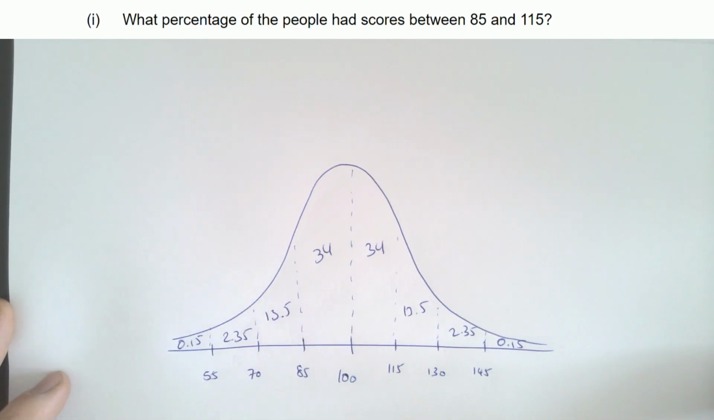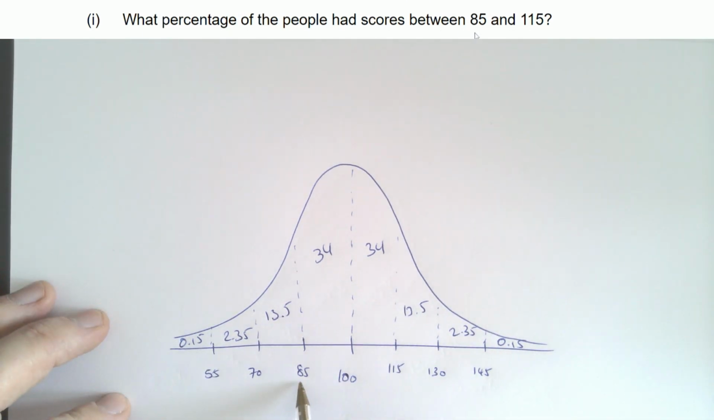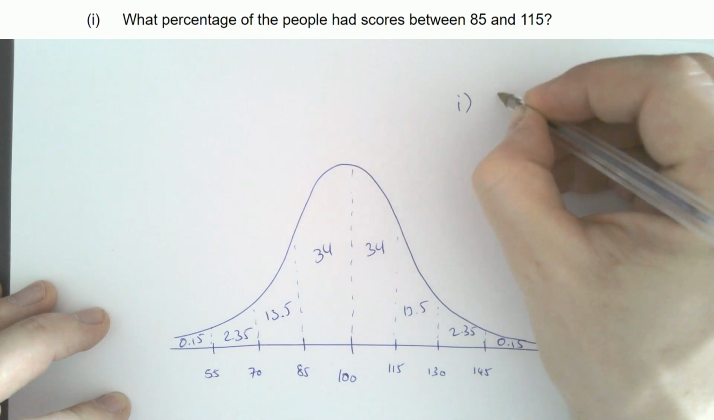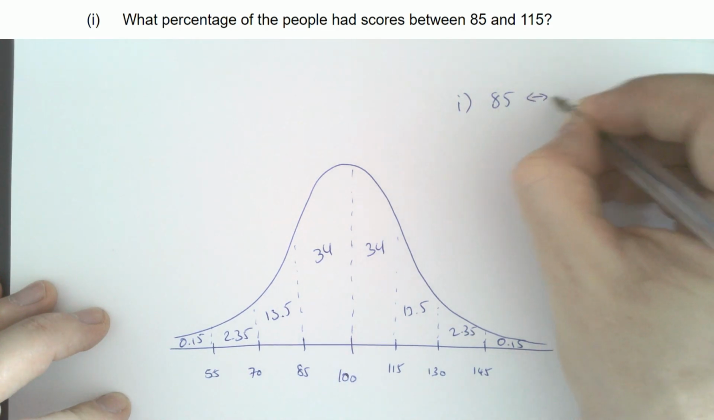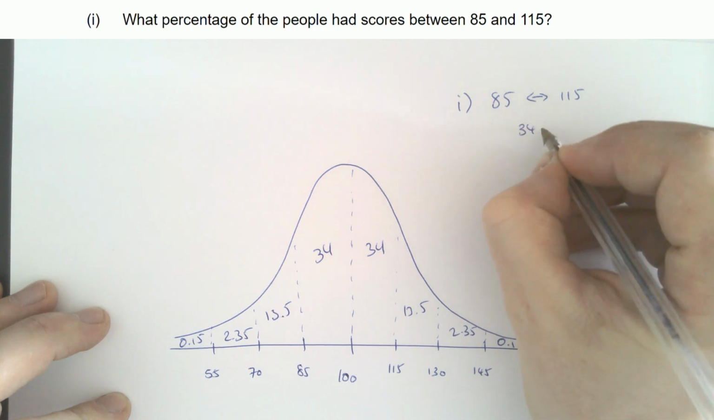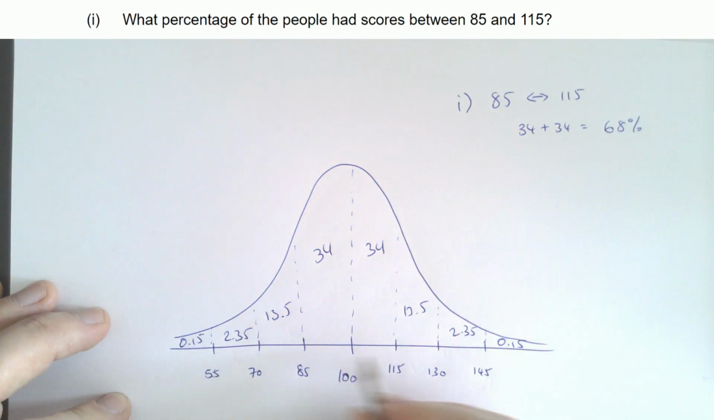The first question said, what percentage of people had scores between 85 and 115? Between 85 and 115, well, that's going to be quite nice. Part 1, between 85 and 115 is just these two, 34 plus 34%, which is my 68%, or 1 standard deviation away. That's it.